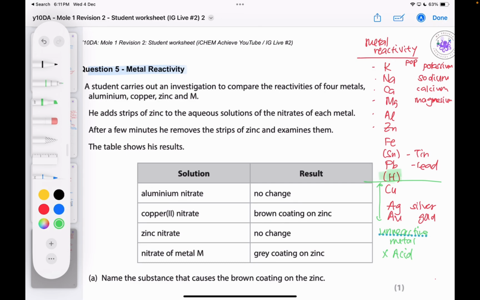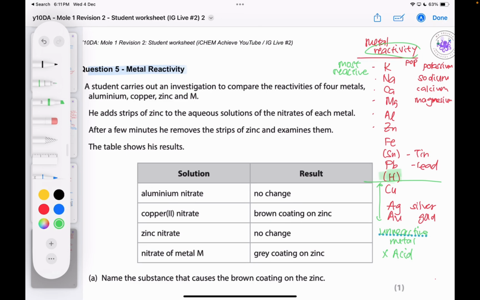Okay, so this series, as the name suggests, is the reactivity series. The higher they are, the more reactive the metal. The lower they are, the more unreactive these metals are. If you think about it, if you have gold jewelry, you see that it can still maintain its shine and luster, even if you wear it for a long period of time, right?